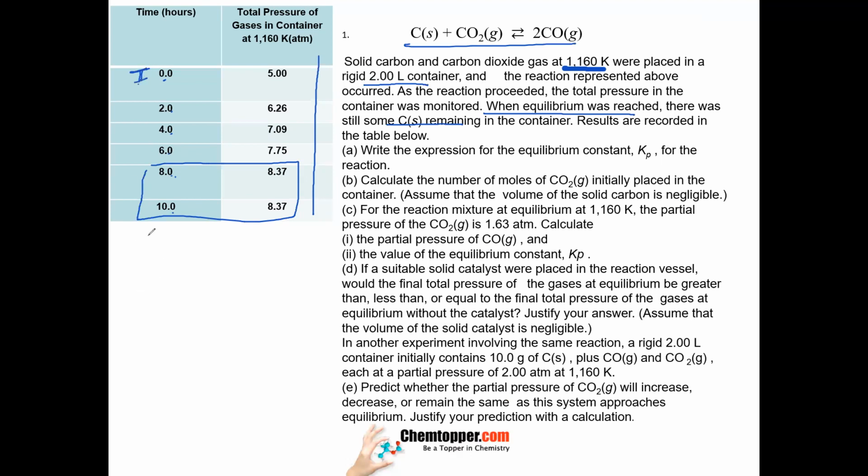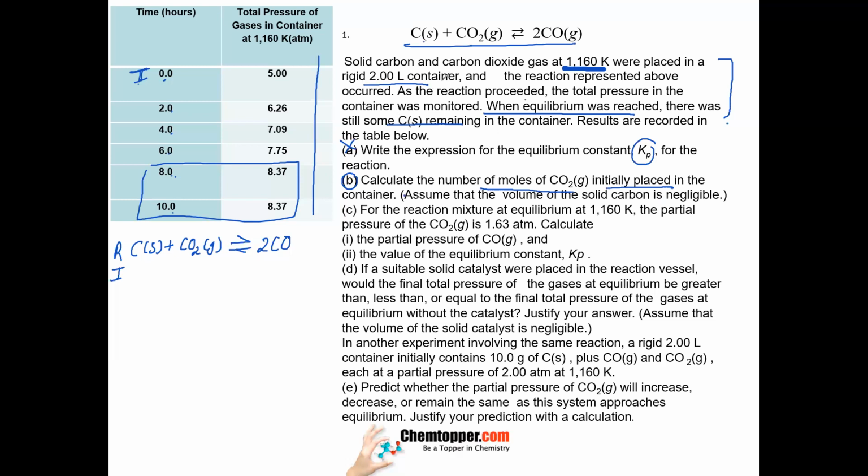So let's make the ICE table. C solid, CO2 gas in equilibrium with 2CO. This is the reaction. Now read the question. You can write down the Kp expression, all of you. I'm leaving this part. Read this B part. Calculate the number of moles of CO2 initially placed in the container. So how did you start the experiment? How did we start? Initially there is only carbon solid and carbon dioxide.